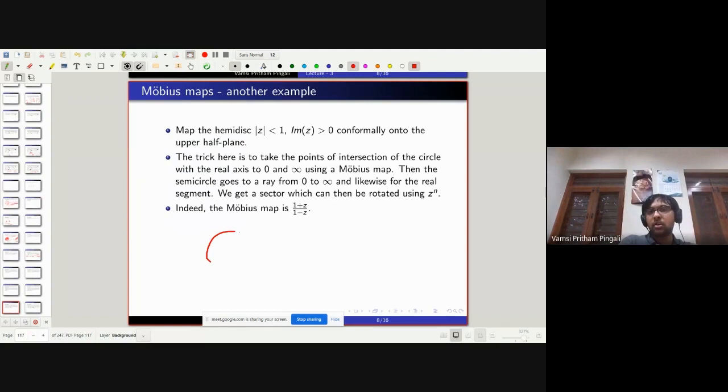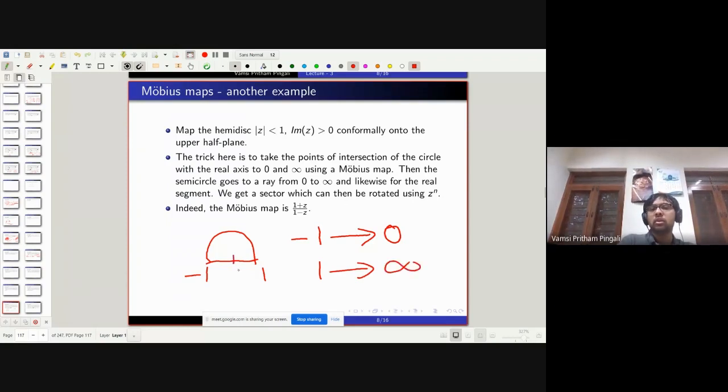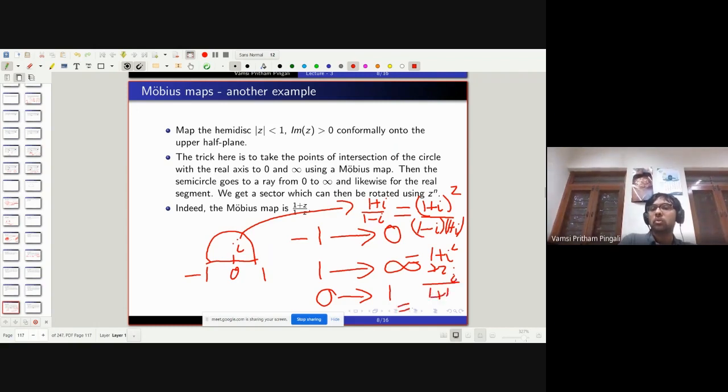Why is it 1 plus z over 1 minus z? What does this Mobius map do? This point is minus 1, this point is plus 1. So minus 1 goes to 0, plus 1 goes to infinity, 0 goes to 1. Let's see where some point inside goes. i goes to 1 plus i over 1 minus i, which is what? If you multiply by 1 plus i and divide by 1 plus i, this is 1 plus i squared plus 2i divided by 1 plus 1, which is, this is 0, so this is just i.